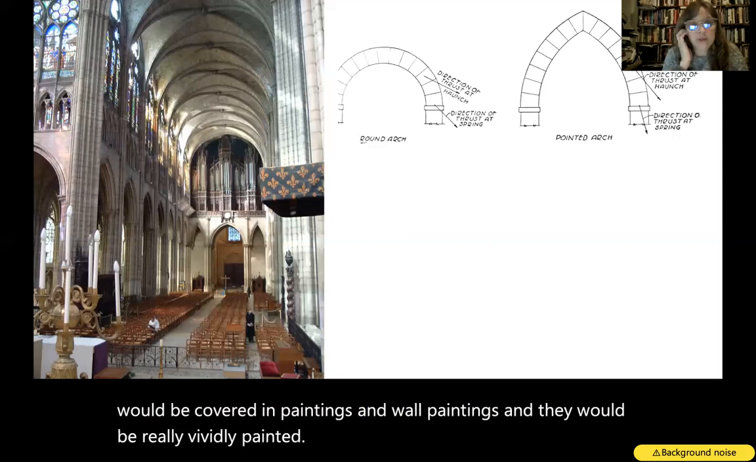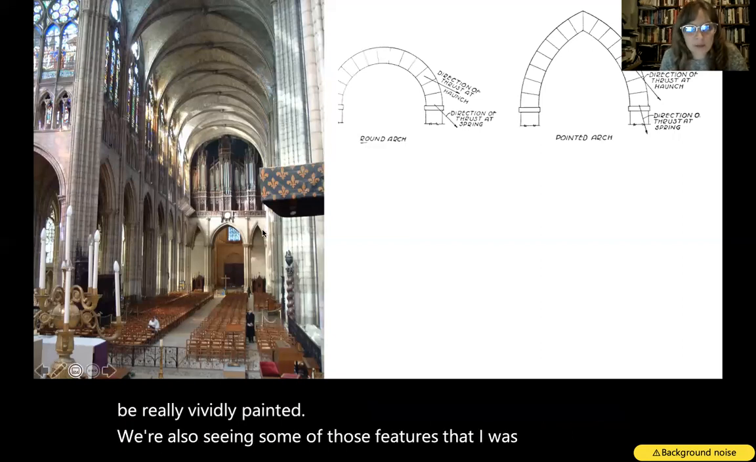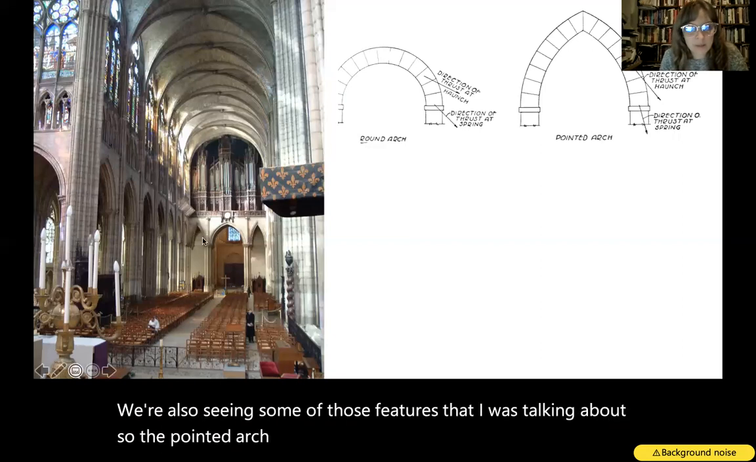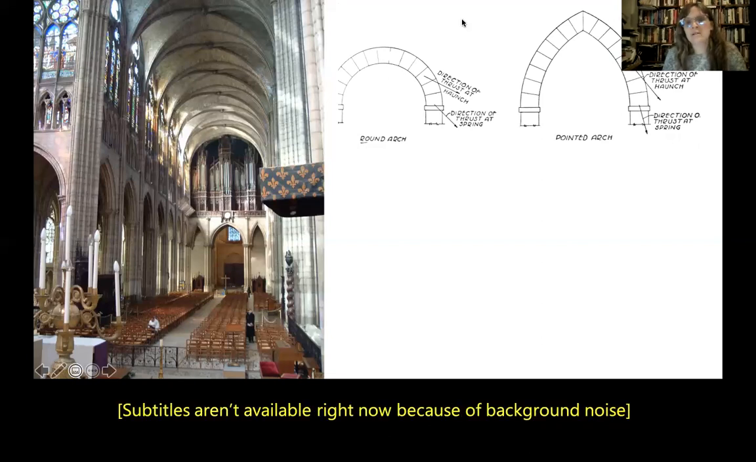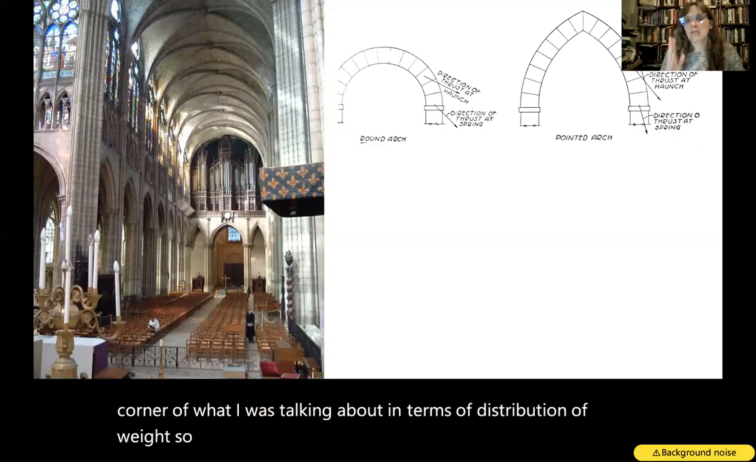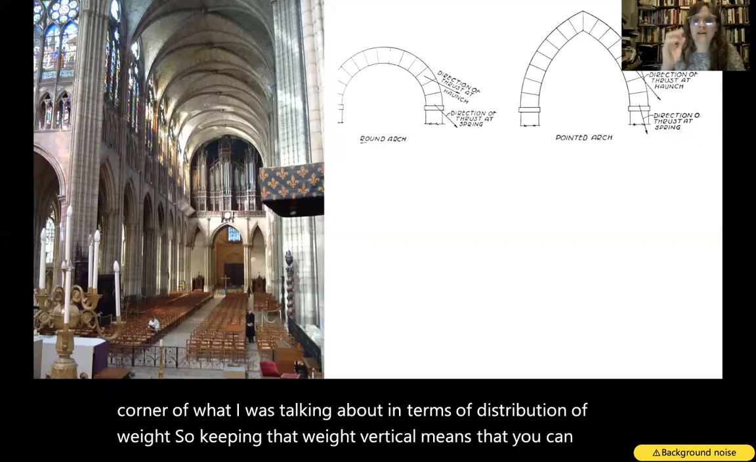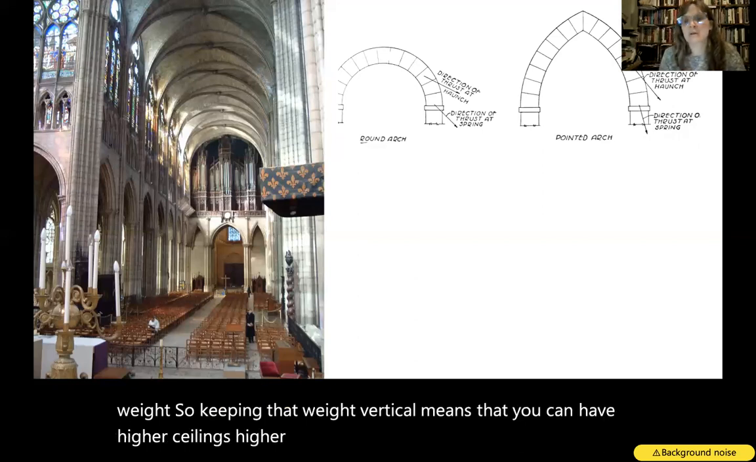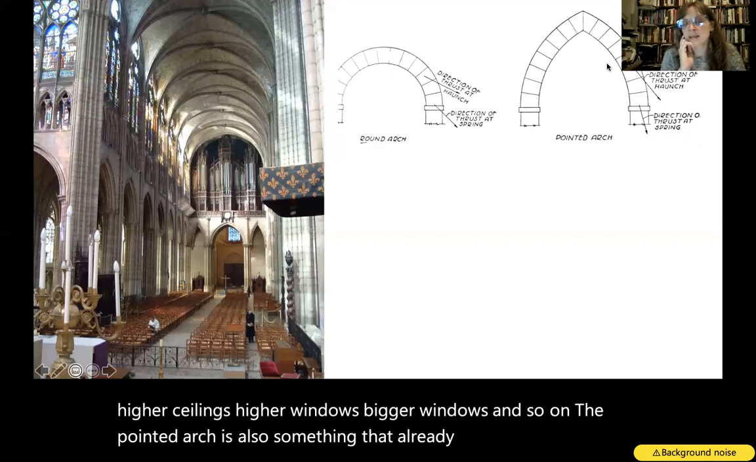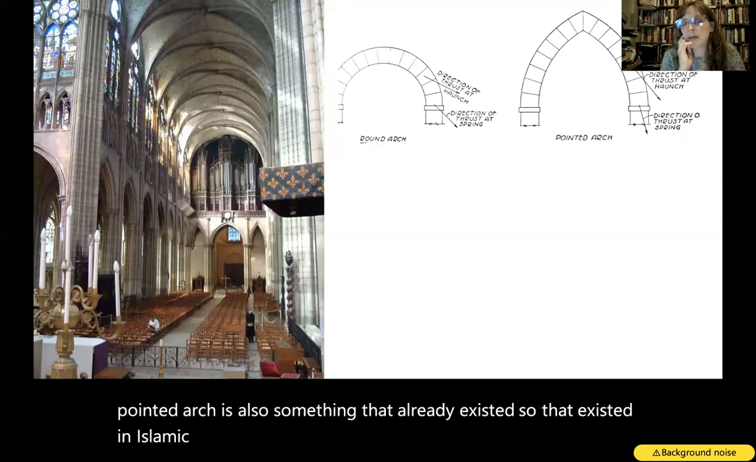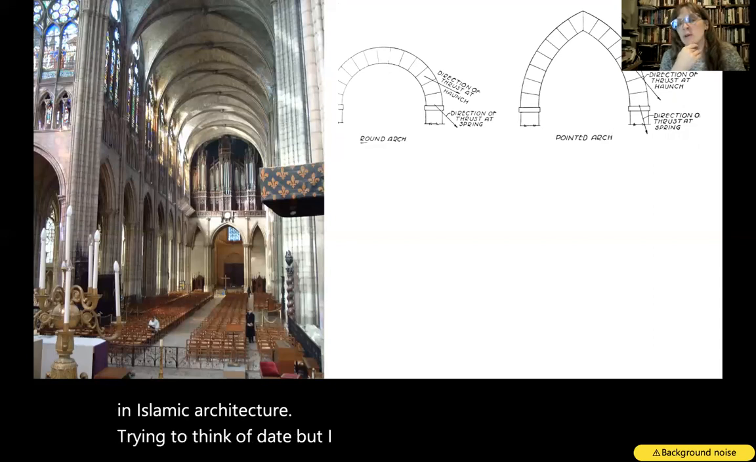We're also seeing some of those features that I was talking about. So the pointed arch here, and the center one's a little more subtle. And here's a little visualization in the upper right-hand corner of what I was talking about in terms of distribution of weight. Keeping that weight vertical means that you can have higher ceilings, higher windows, bigger windows, and so on. The pointed arch was also something that already existed. So that existed in Islamic architecture. I'm trying to think of the date, but I suppose for a few hundred years.